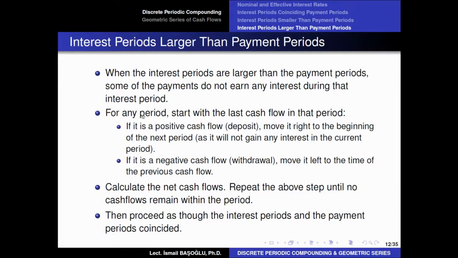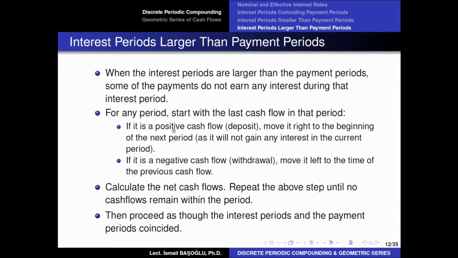All right. So how are we going to solve these types of problems? We are just going to solve by applying this small algorithm. It says that for any period, we will start with the last cash flow in that period. Okay, so in any interest period, there will be different amounts of withdrawals and deposits. So there will be many different cash flows at different times during the interest period. So we will start with the last cash flow in that period.